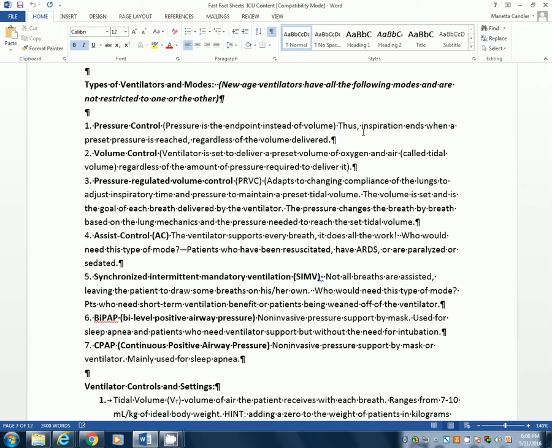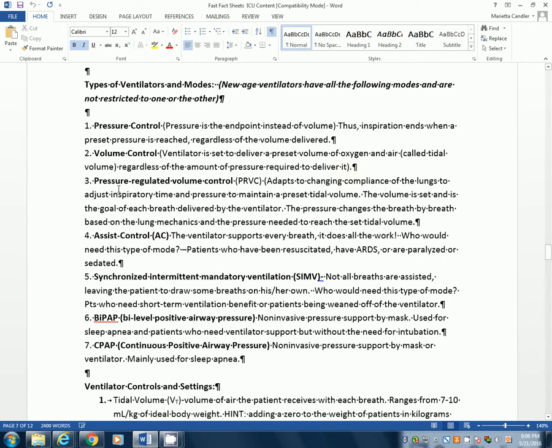Let's say you've got your pressure set at 400, 500, whatever. Once that pressure is released, that breath is done. The inspiration's done, regardless of how much volume it's delivered. Where volume control, the ventilator is set to deliver a preset volume of oxygen and air called tidal volume, regardless of the amount of pressure required to deliver it. It may not get to its full pressure. Once you get that volume, it cuts off.